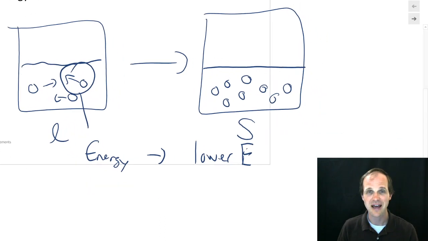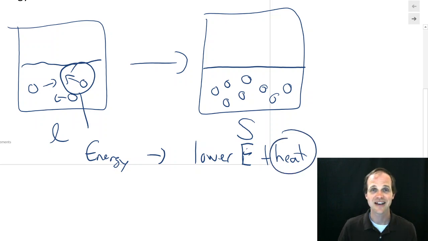So if we went from energy to lower energy, where did that energy go? Well, it turns out it gets given off. And it gets given off as heat. So it turns out that when we freeze something, we are giving off energy. And it's totally not our experience. We totally don't have the experience of freezing something giving off energy because we have to put it in the freezer. But that's what happens on a molecular scale.